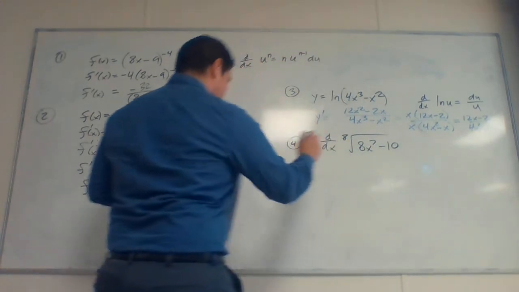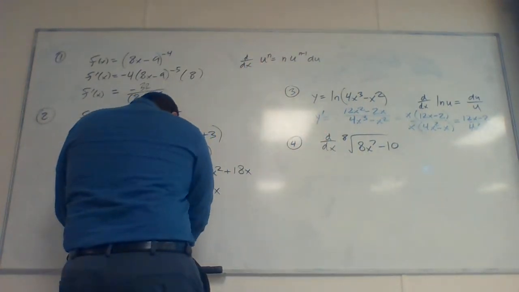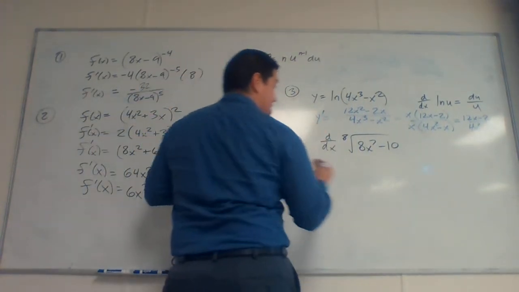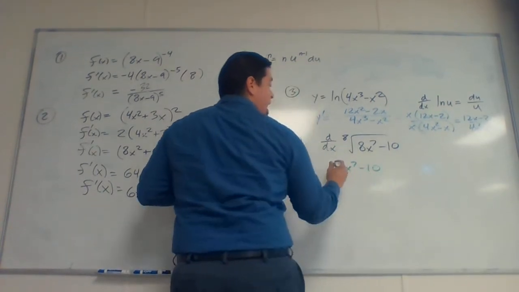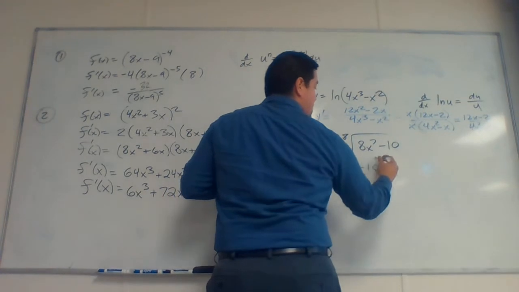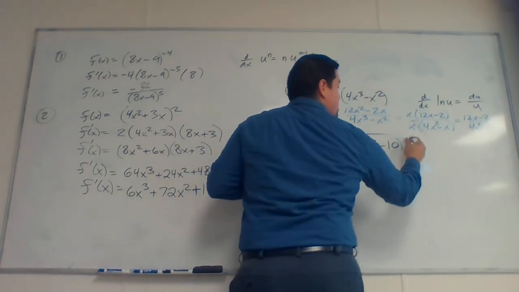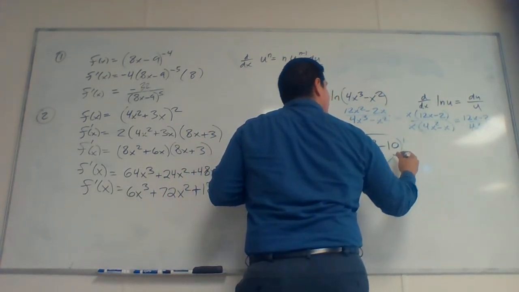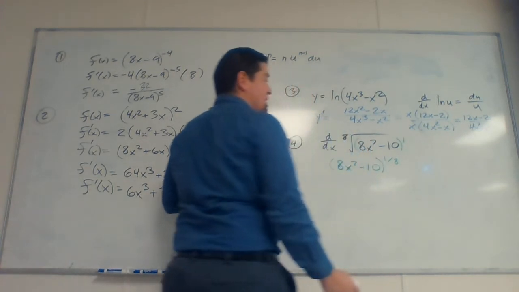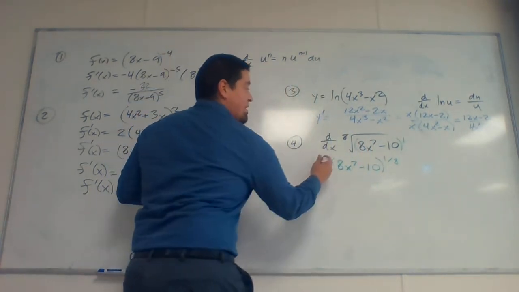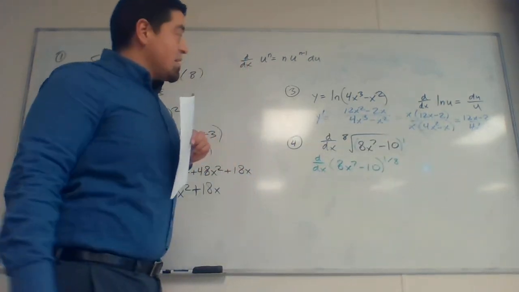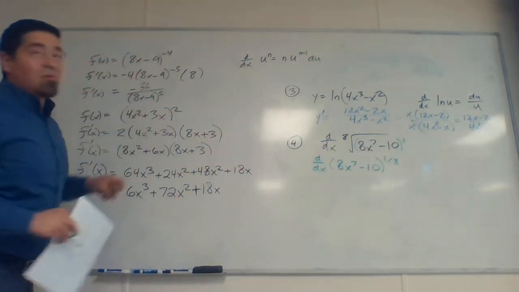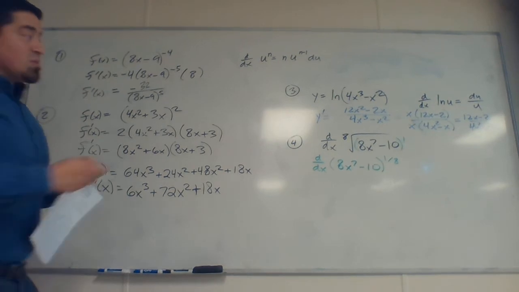All right, so what we wanna do is rewrite. I can rewrite 8x to the 7th minus 10 as to the power of 1/8. Okay, that's the rewrite. And then I wanna take the derivative of that. Okay, so guess what? It's gonna be the power rule. Yes. Okay, so what's it gonna be?